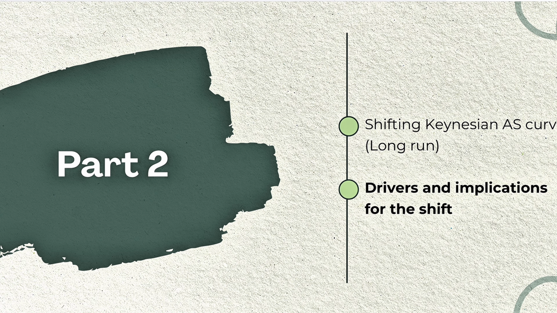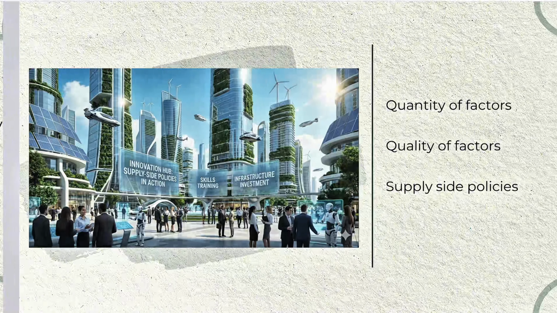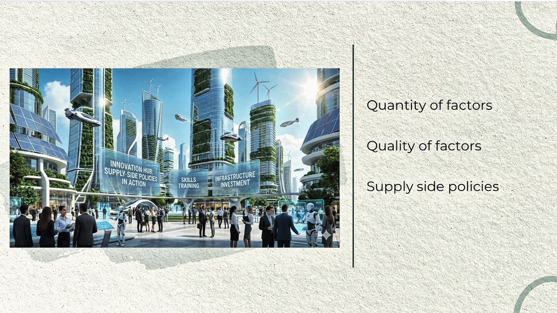Moving on to the drivers and implications for the shift. The first factor is the quantity of factors. This is an increase in the physical amount of resources, such as a larger labor force or newly discovered raw materials, which directly expands the economy's production capacity, shifting the AS curve to the right. Next is the quality of factors. These are improvements in the productive resources, such as better technology or a more educated workforce, allowing the economy to produce more output with the same inputs.